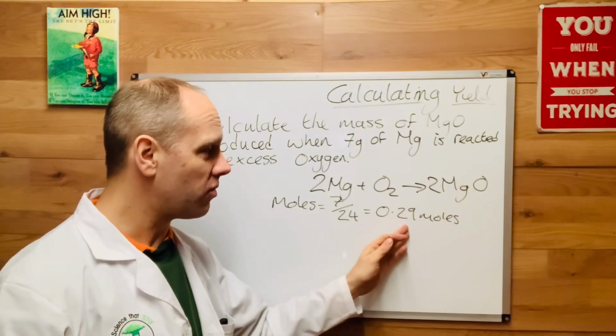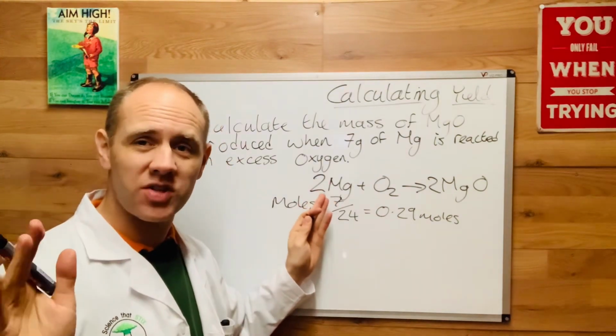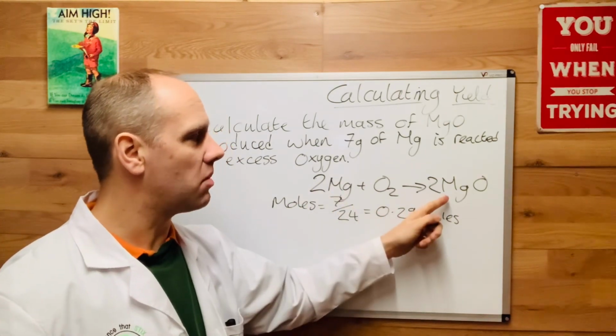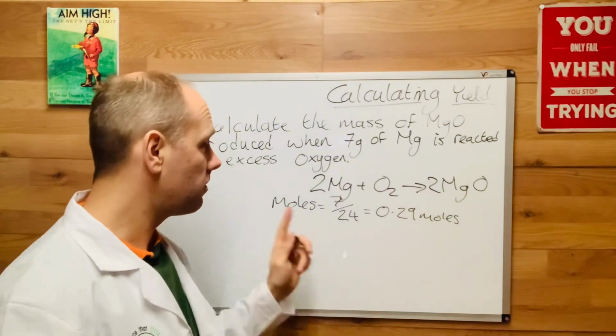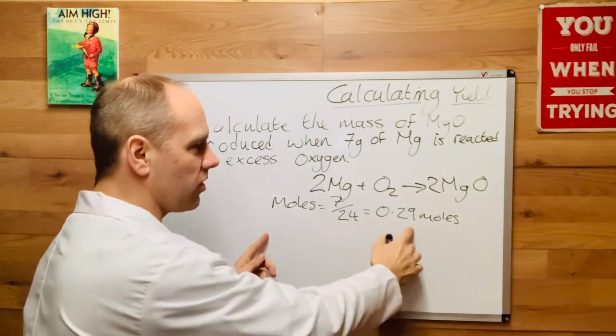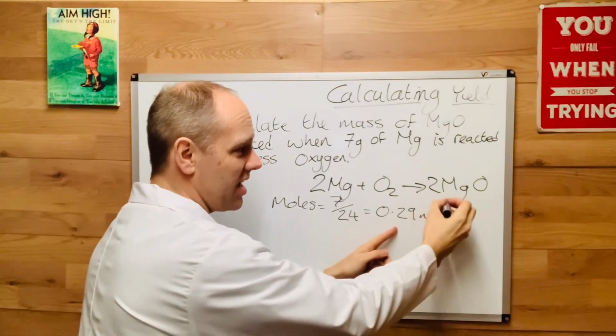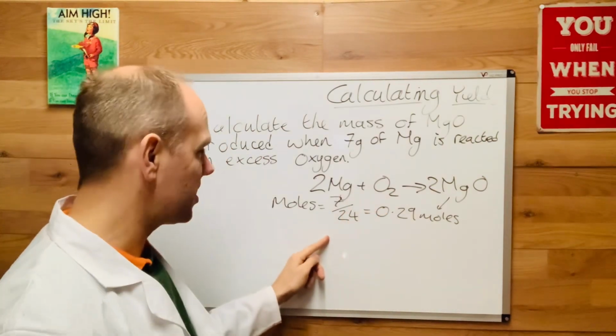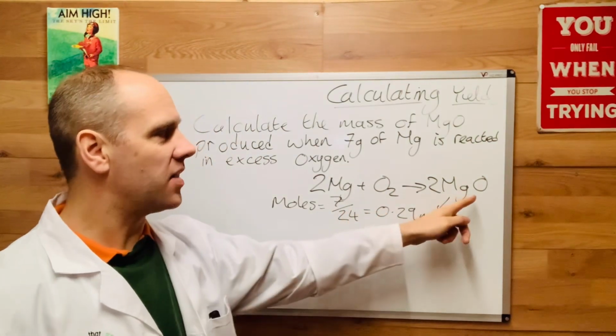So this is the number of moles of magnesium that is present in 7 grams, which means there's going to be 0.29 moles of magnesium oxide. Easy enough. So the moles of magnesium oxide happens to be this if the magnesium is completely burned in excess oxygen. Now we need to find the mass of this.